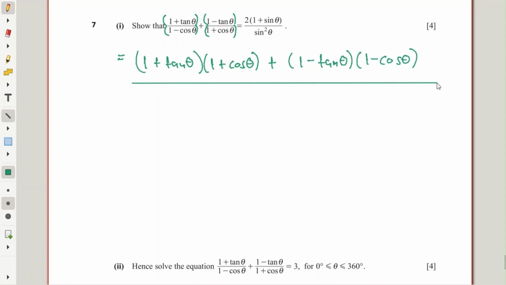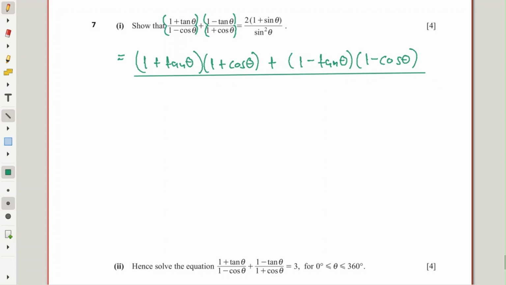How do I know? Someone is asking, so how will you know? I know it by solving a lot of questions. I must have solved more than 200 questions on trigonometry.